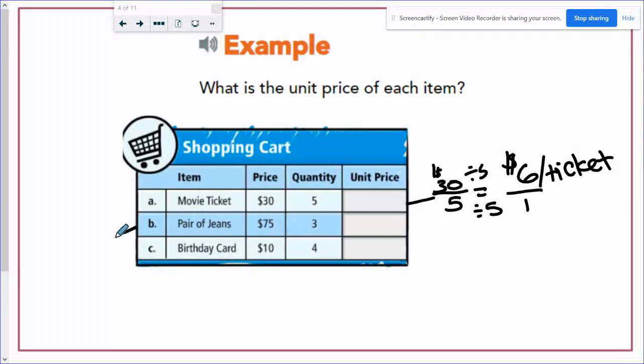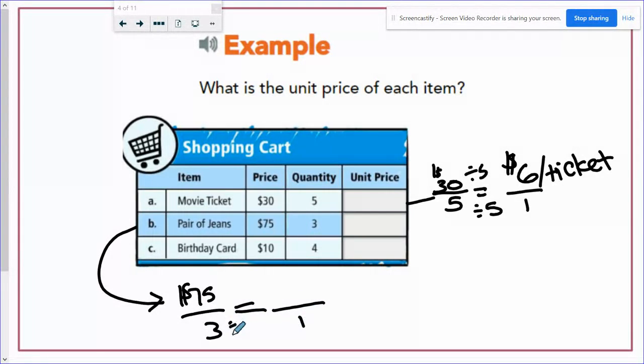Looking at option part B, $75 for 3 pairs of jeans. If I want to go from 3 pairs of jeans to 1 pair of jeans to get the unit price, I'm going to divide both terms by 3. 75 divided by 3 would be $25 per pair.